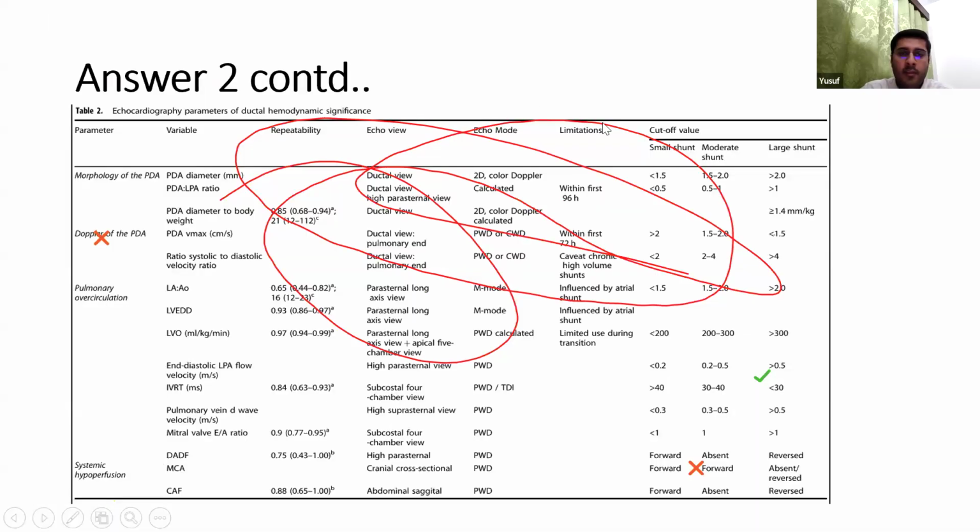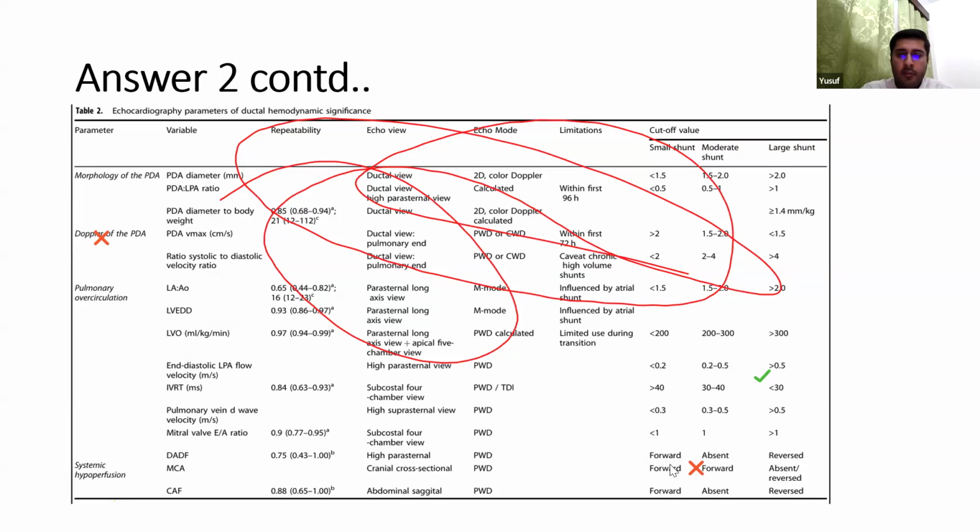So this is how you actually classify a duct. First, on the basis of morphology, what is the size of the duct? That is less than 1.5, 1.5 to 2, and more than 2. That is small, moderate, and large duct. Then we see the important LA:Ao ratio, if it is less than 1.5, 1.5 to 2, or more than 2. Then another important thing is the IVRT, as we mentioned: more than 40 is for a small duct, between 30 to 40 moderate, and less than 30 will be for a large duct.